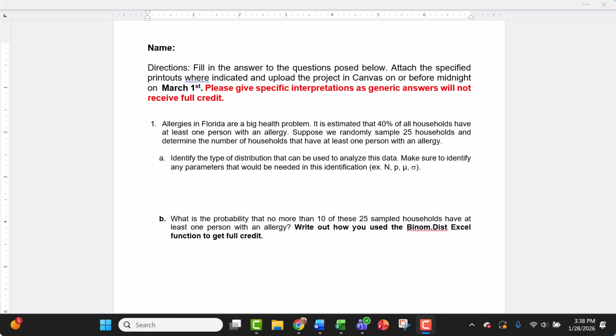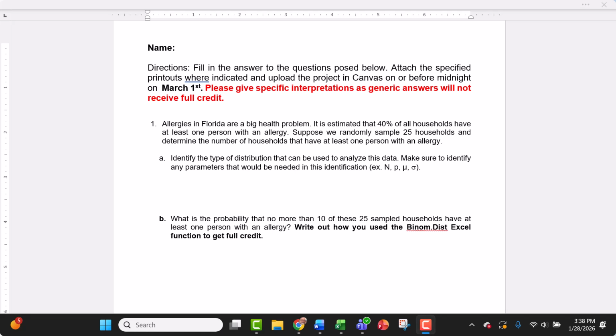We learn about discrete distributions, continuous distributions, and sampling distributions. And you can see from the questions that I'm going to ask you here, that's what you got to do. And Excel plays a major role in you working in this particular part of the class.